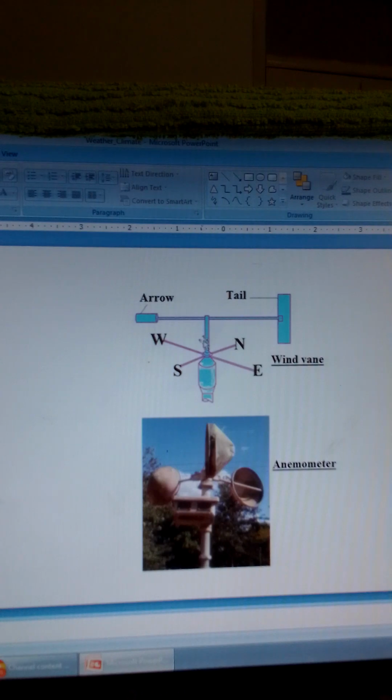So we are able to estimate wind direction using this wind vane, which is placed at 10 meters above the ground surface. To measure wind speed, we use an anemometer, which has got cups that rotate as wind blows. Then we read our wind speed on a meter, either in meters per second or in knots.